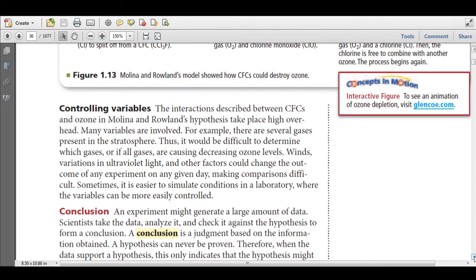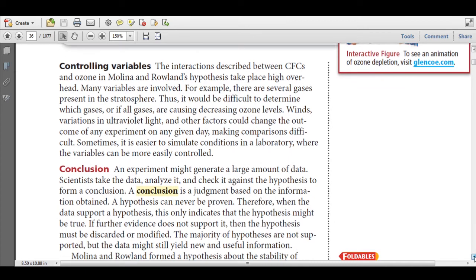The interactions described between the CFCs and ozone in Molina and Rowland's hypothesis take place high overhead. Many variables are involved. For example, there are several gases that are present in the stratosphere. Thus, it would be difficult to determine which gases, or if all gases, are causing decreasing ozone levels. Winds, variations in ultraviolet light, and other factors could change the outcome of any experiment on any given day, making comparisons difficult. Sometimes it's easier to simulate conditions in a laboratory where the variables can be more easily controlled.